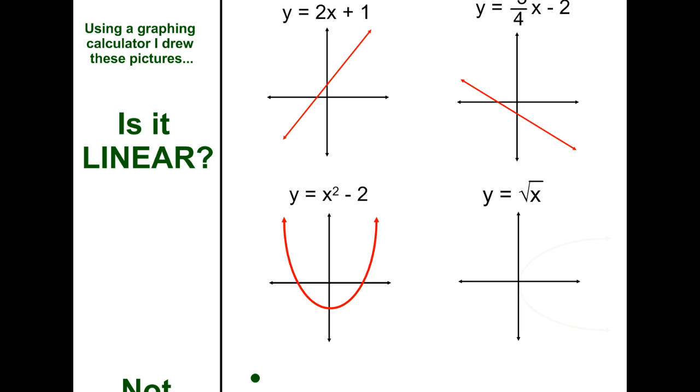So the square root of x, that's going to look something like this. It takes the parabola, puts it on its side, and cuts it in half. That is also not a linear function.